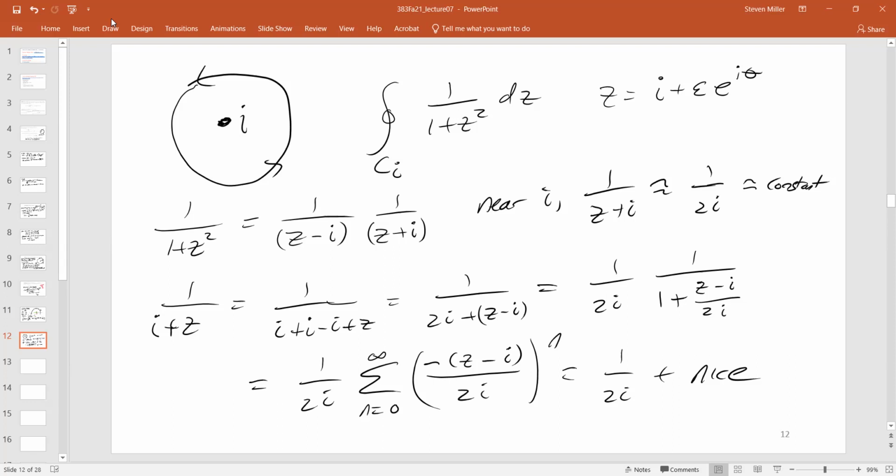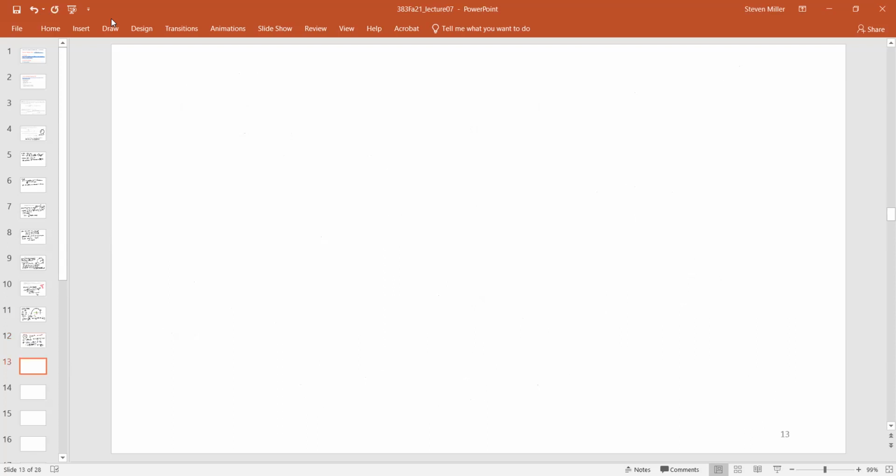Well, now when I hit it with a 1 over z minus I, all of the nice stuff has at least a z minus I. So if we divide by z minus I, it's still holomorphic. So what we get is that 1 over z squared plus 1 is 1 over 2I, 1 over z minus I, plus a holomorphic piece.